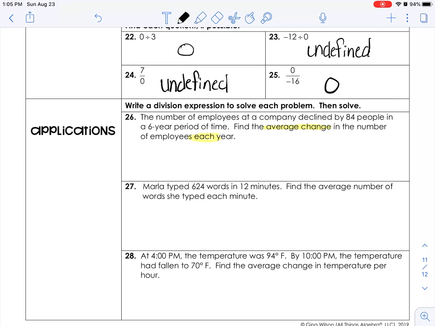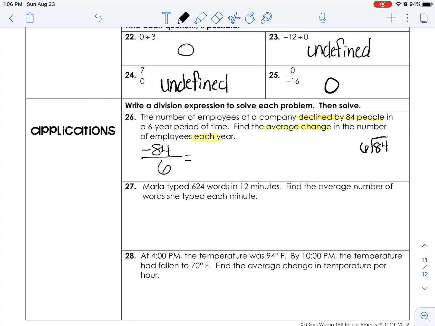So we're going to be dividing not just 84, but negative 84. And that 84 is negative because of this word declined. So it declined by 84 people. So it's negative 84 divided by 6. Because over that whole 6-year period, it was 84 people. But we want to know the change each year. So 84 divided by 6, it might need to be a problem.